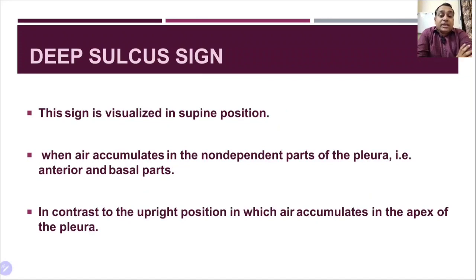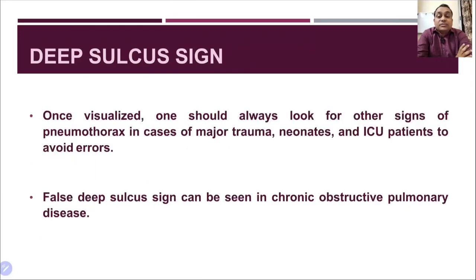This sign is visualized in the supine position, where air accumulates in the non-dependent parts of the pleura, that is the anterior and the basal part. In contrast, when the chest X-ray is performed in the upright position, the air accumulates in the apex of the pleura. So once visualized, one should always look for the other signs of pneumothorax in cases of major trauma, neonates and ICU patients to avoid errors.